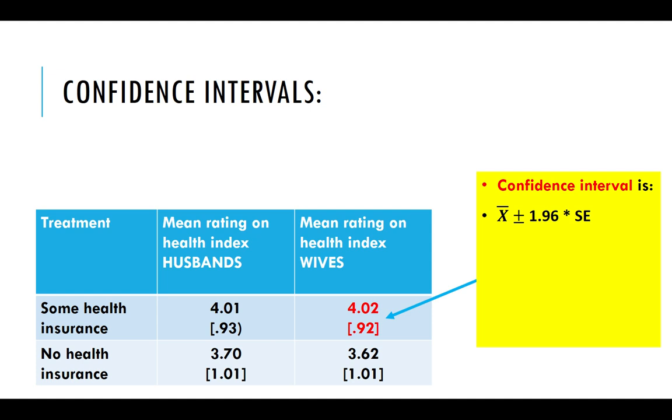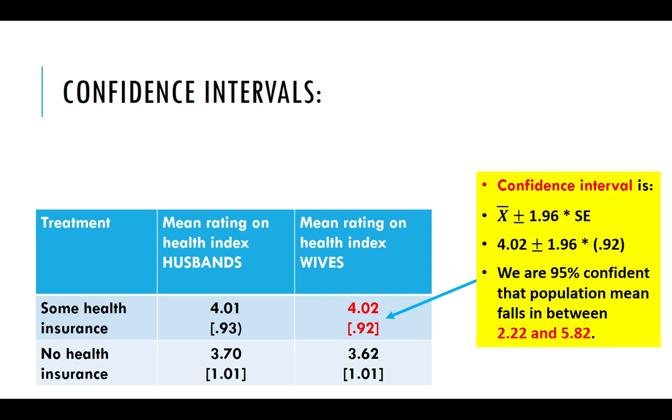So I'm just going to plug in what we know. I'm going to plug in 4.02 for x bar, and we have 0.92 for our standard error. Just like that, I just plugged in our values. And now I can say that we are 95% confident that our population mean falls between 2.22 and 5.82.